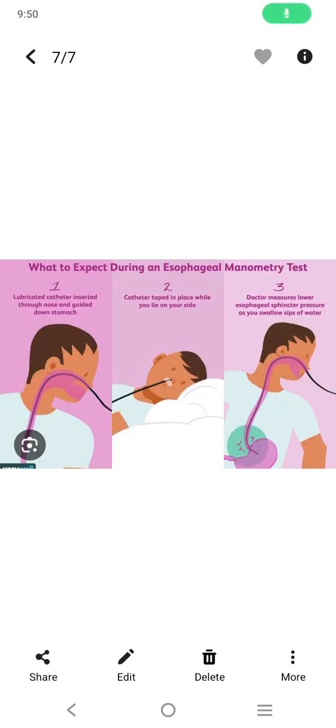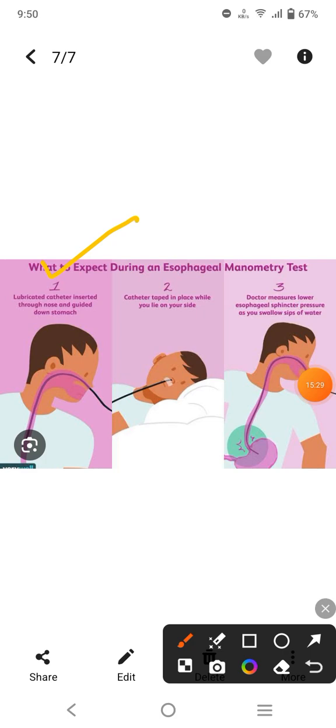This is esophageal manometry. You can see from here that a lubricated catheter is inserted through the nose and guided down to the stomach. The catheter is taped in place while the patient lies on the side. The doctor measures the lower esophageal sphincter pressure. The lower esophageal sphincter pressure is obviously lower in the case of GERD, and if the patient is not suffering from GERD, then it will be normal.